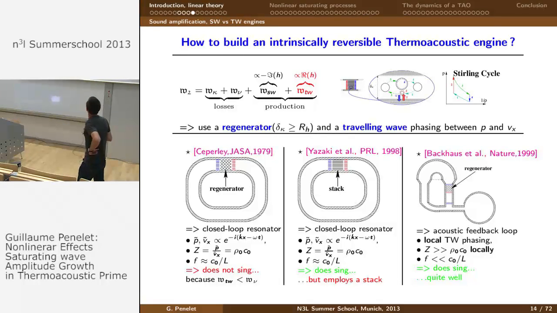So we need to first have a traveling wave phasing between pressure and velocity, so they should be in phase. And we need to find a waveguide arrangement around what we now call a regenerator in such a way that we will have a cycle which is close to a Stirling cycle. So this idea was first put forward by Ceperley, who tried to put a regenerator inside a closed-loop waveguide.